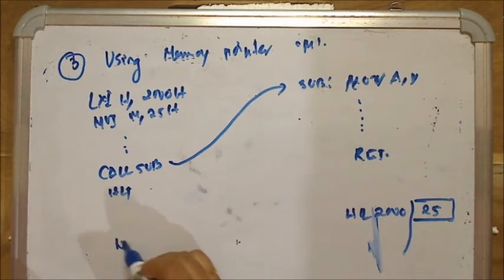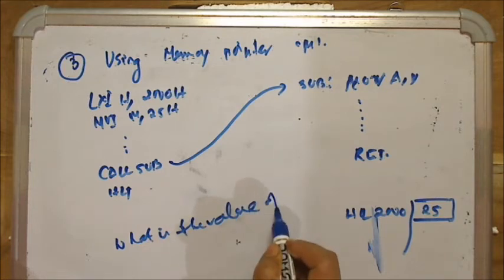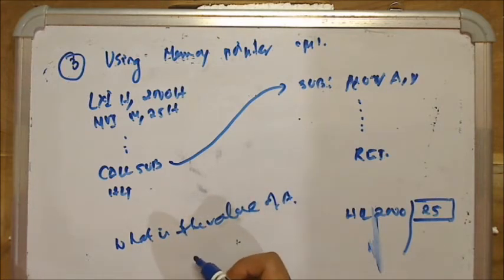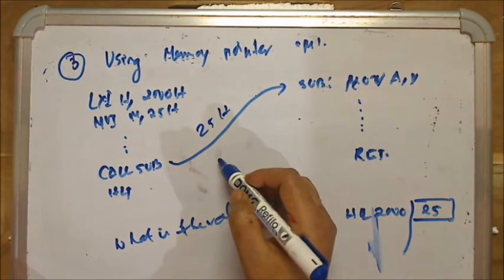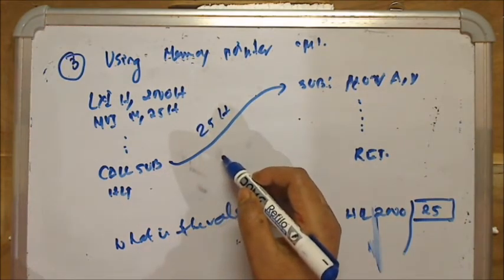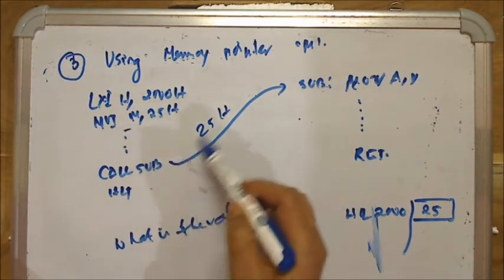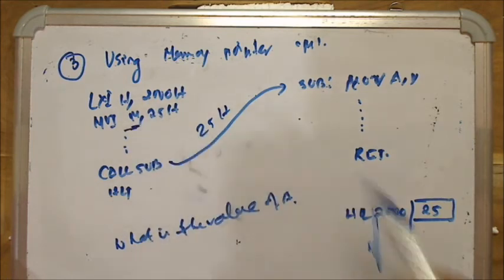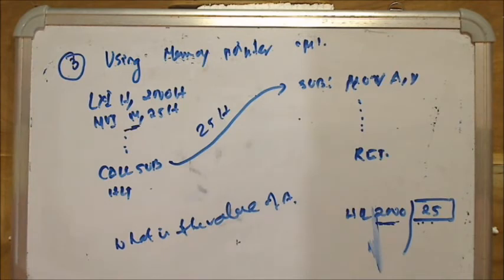I'll tell you what the question is: what is the value of A? Now, 25H is passed using M, pointed by the HL pair. M means 25H at the location stored at 2008. So 25H is passed using the memory pointer HL pair.